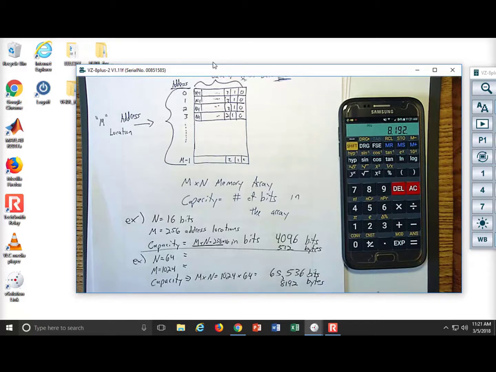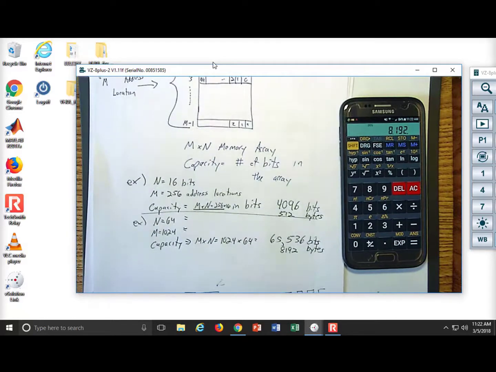Let me ask you a question. When you talk to other engineers about the size of your memory, do you ever say, my memory is 4096 bits? Or do you ever say, mine is 8192 bytes? Does anybody ever talk like this? No, negative. What do you say? You say megabytes or kilobytes or stuff like that. So if I was talking to somebody else, I would say that this is 8K. Okay? I would say that's 8 kilobytes of information that I can store.